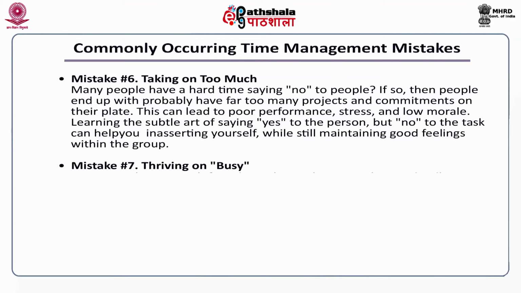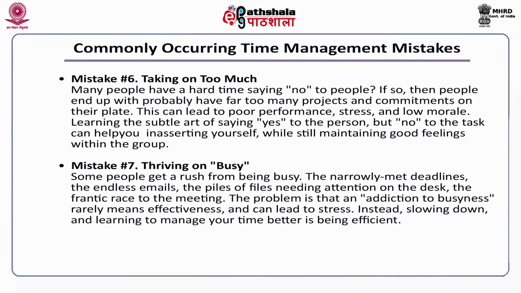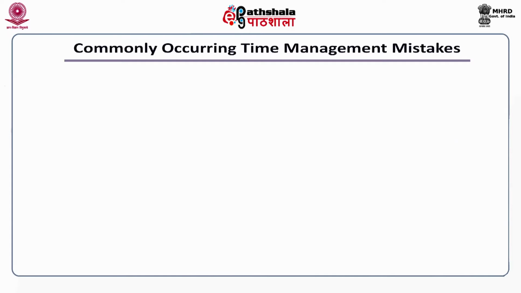Mistake number 7, thriving on busy. Some people get a rush from being busy. The narrowly met deadlines, the endless emails, the piles of files needing attention on the desk, the frantic race to the meeting. The problem is that an addiction to busyness rarely means effectiveness and can lead to stress instead. Slowing down and learning to manage your time better is being efficient. Mistake number 8 is multitasking.